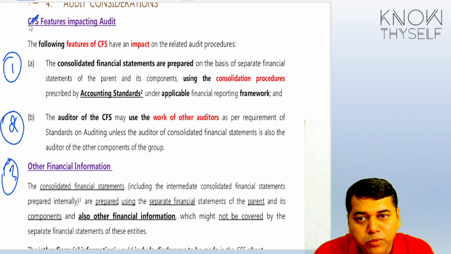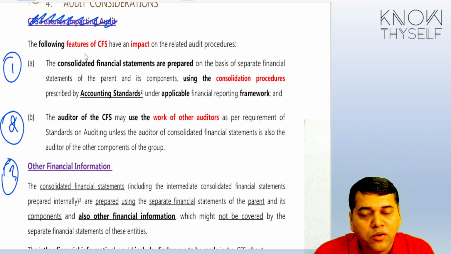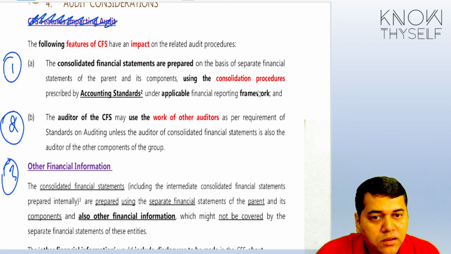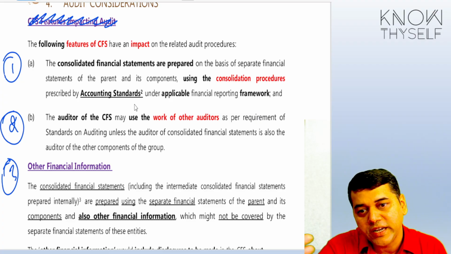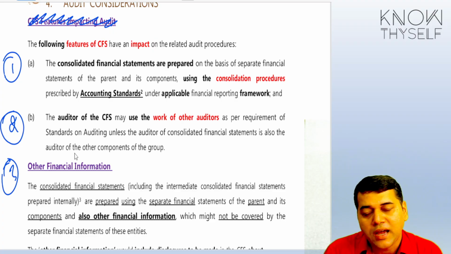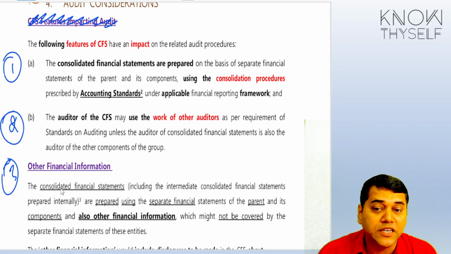Okay, we can remove this point, students. You can remove the heading. What are the features of the CFS you need to consider? One, what accounting standard or Ind AS is applicable, because that is going to completely change the way you are going to audit. Are there other auditors, and what about the other information?